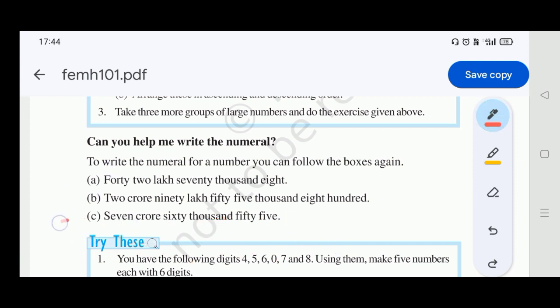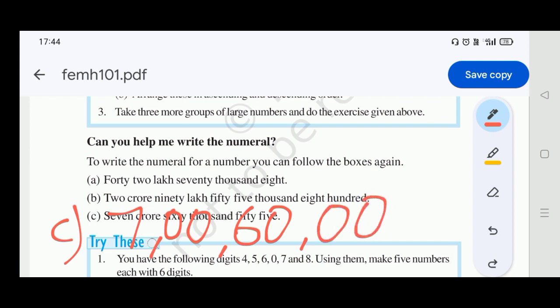Similarly for C, 7 crore 60,055. So 7 crore, there is no lakh, so 0. 60,000, there is no hundred. It is 55, so there is a ten, so it is 55. So it is 7 crore, no lakh, 60,055. So this is the answer for the C part.